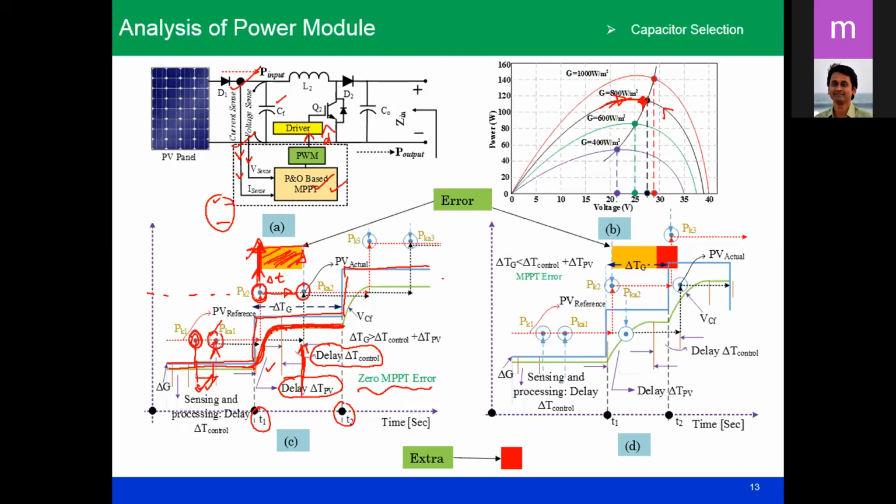Now, if you are not fortunate enough, you have not selected the capacitor value properly. Maybe sometimes, as a thumb rule, you put 1000 microfarad to 15,000 microfarad here. Okay, and then what will happen? You are basically making the source a steep source so that your converter can work properly. So if you do that, then what will happen?